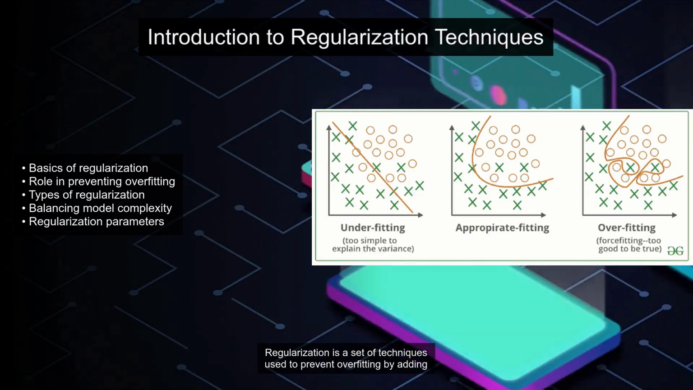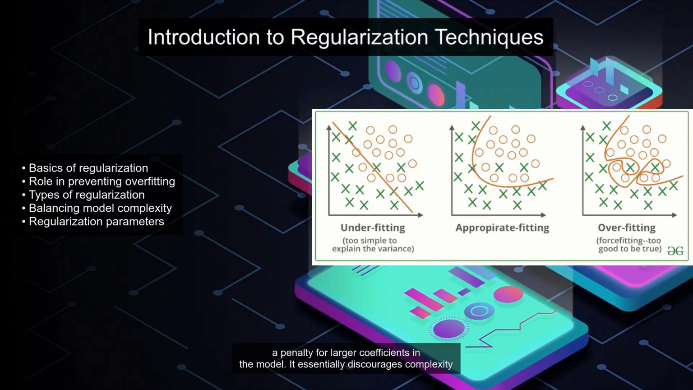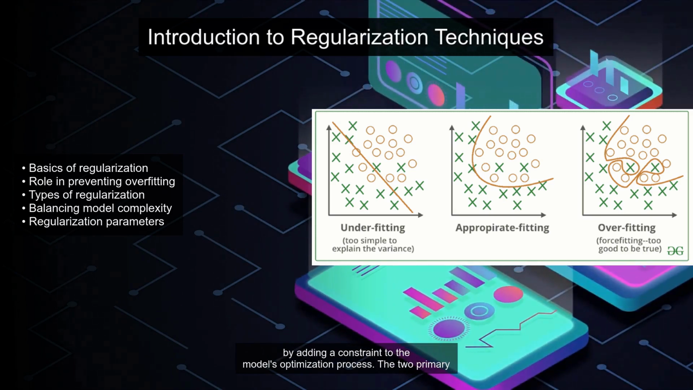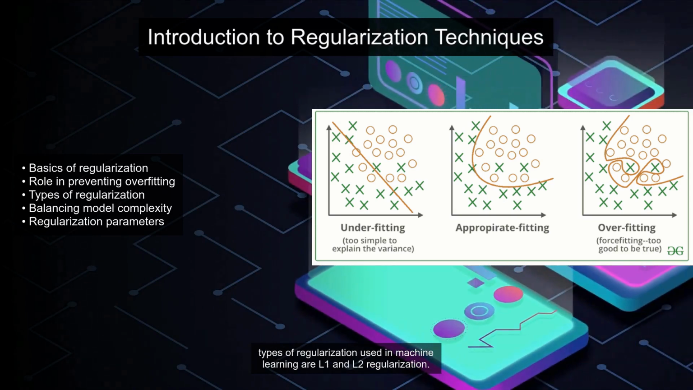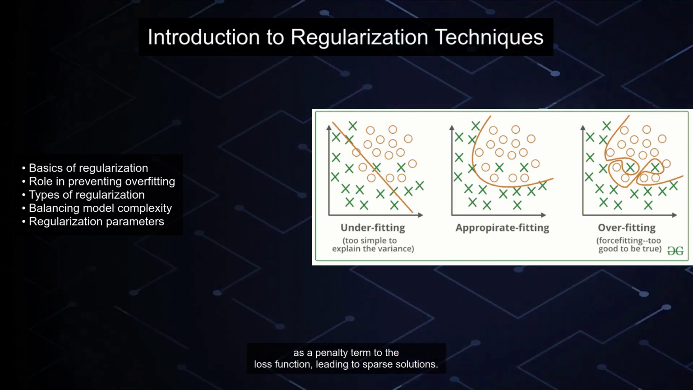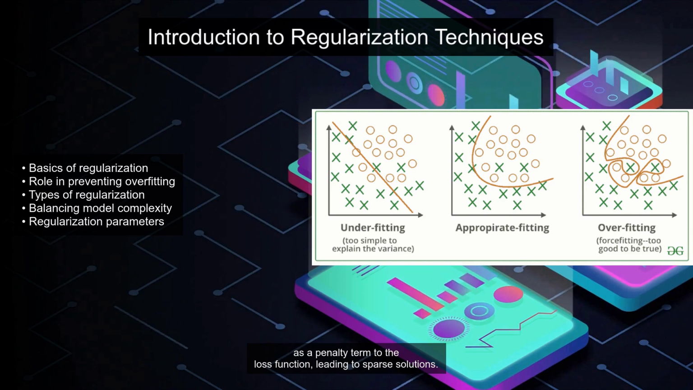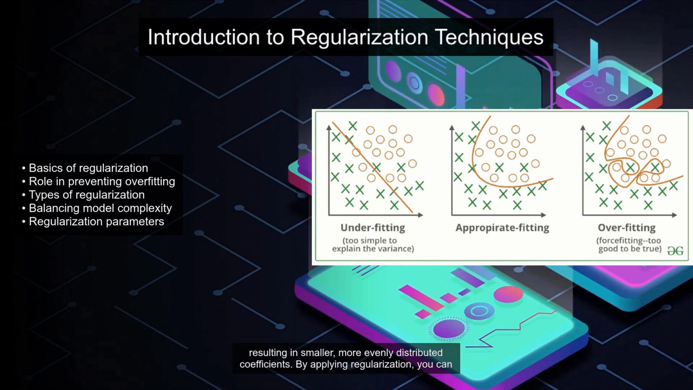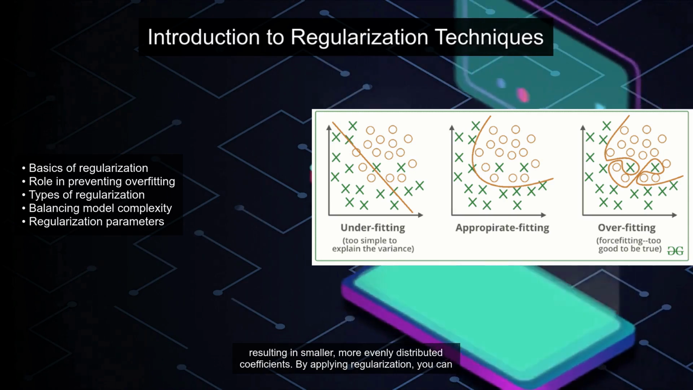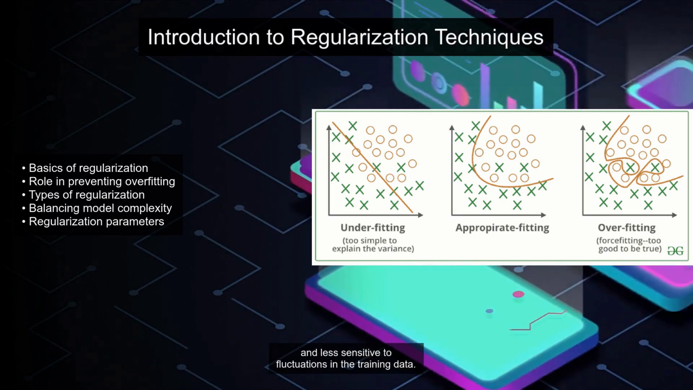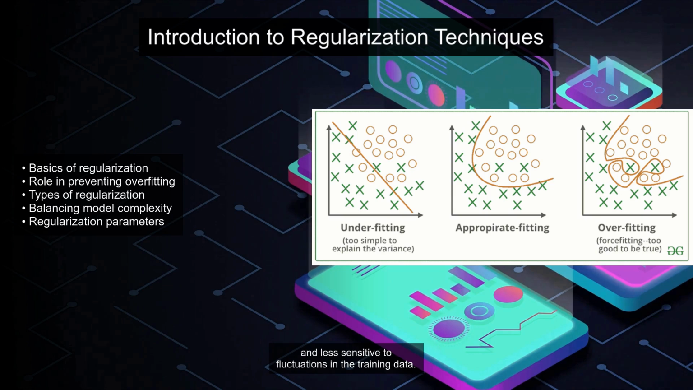Regularization is a set of techniques used to prevent overfitting by adding a penalty for larger coefficients in the model. It essentially discourages complexity by adding a constraint to the model's optimization process. The two primary types of regularization used in machine learning are L1 and L2 regularization. L1 regularization, also known as Lasso, adds an absolute value of magnitude as a penalty term to the loss function, leading to sparse solutions. L2 regularization, or Ridge, adds a squared magnitude as the penalty, often resulting in smaller, more evenly distributed coefficients. By applying regularization, you can control the trade-off between bias and variance, ensuring your model remains robust and less sensitive to fluctuations in the training data.